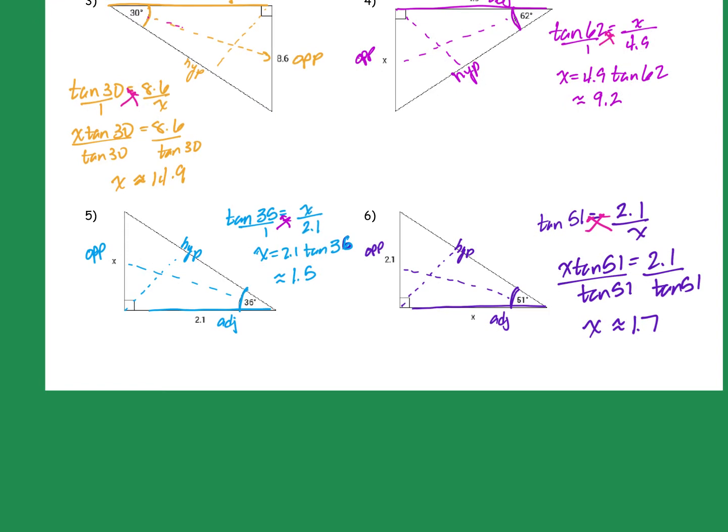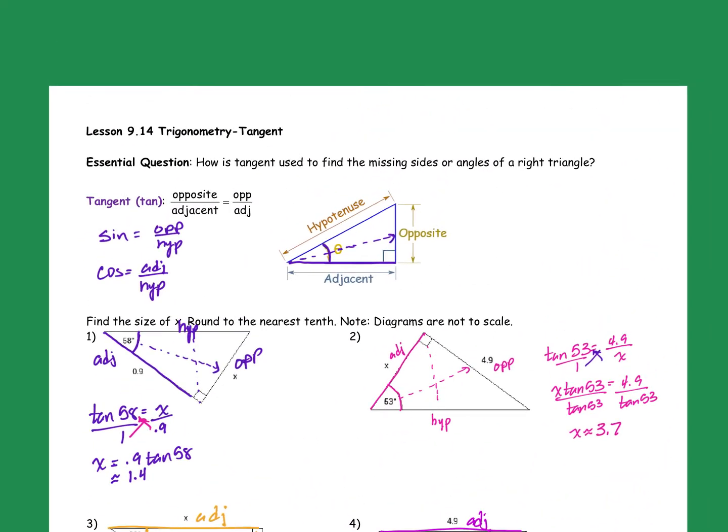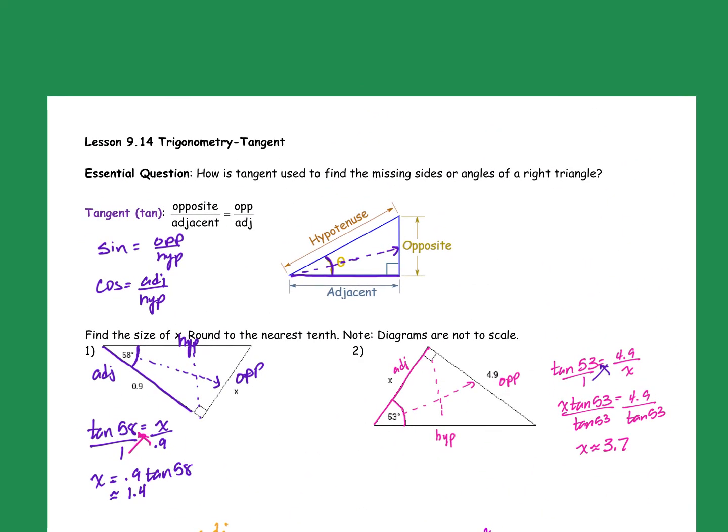Because 2.1 is adjacent. What's always in the denominator? What is tangent? Tangent is opposite over adjacent. So the adjacent is always in the denominator, and opposite is always in the numerator, the top. Does that help? Yeah, it does. If we go back up to the definition, it's right here. The definition says tangent is opposite over adjacent. That was a great question.